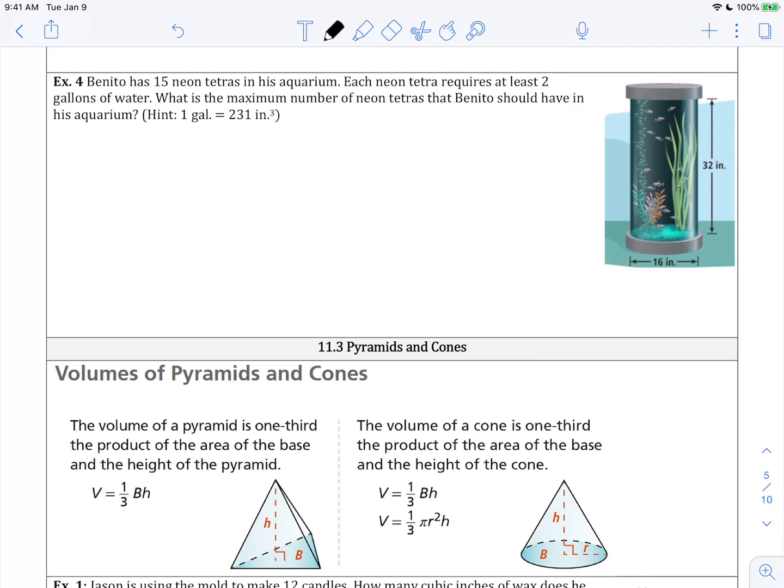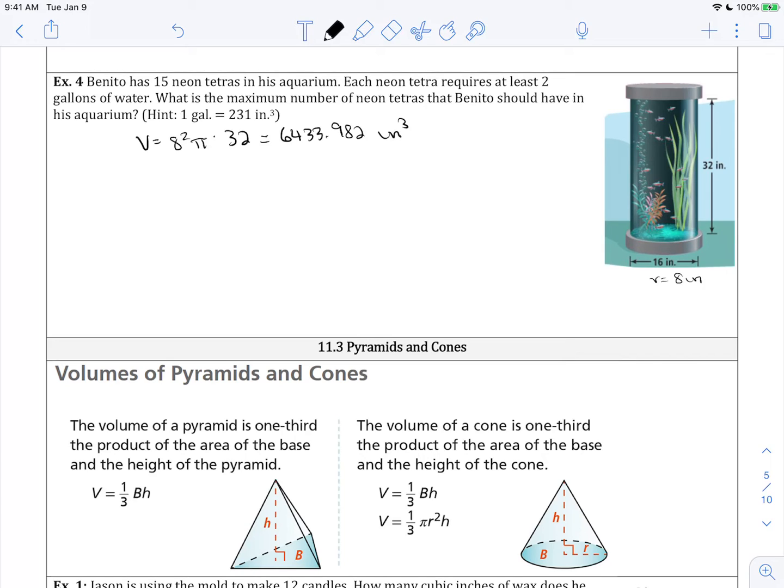So we're going to calculate the volume of this cylinder. So we would do area of base, so radius squared. If the diameter is 16, the radius would be 8 inches. So 8 squared pi times 32, right? And I'm just going to plug that on my calculator, I'm not going to worry about leaving it in terms of pi. I get 6,433.982 inches cubed.